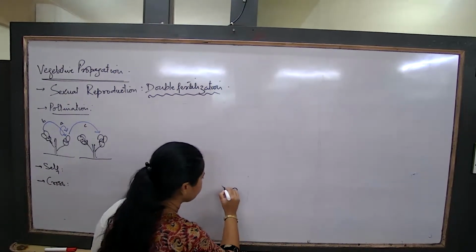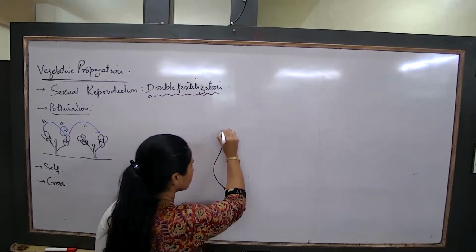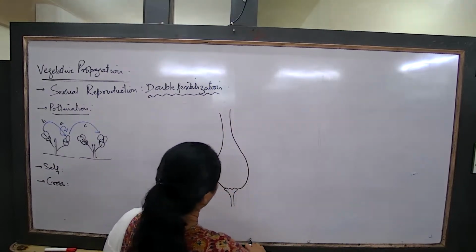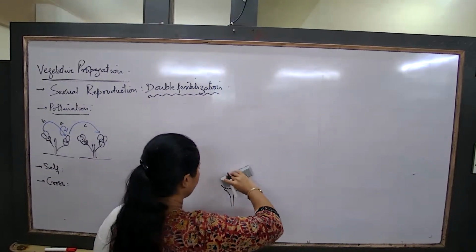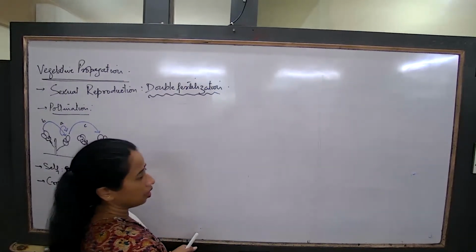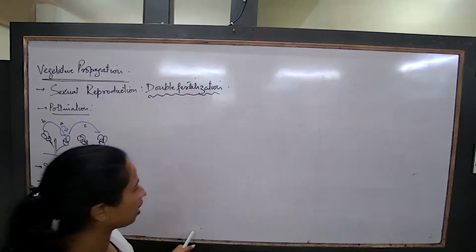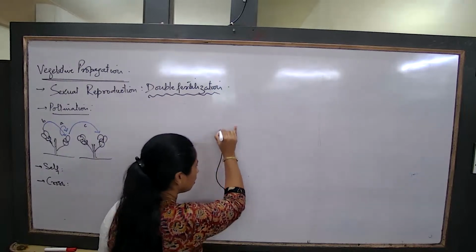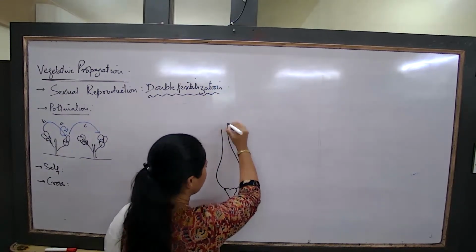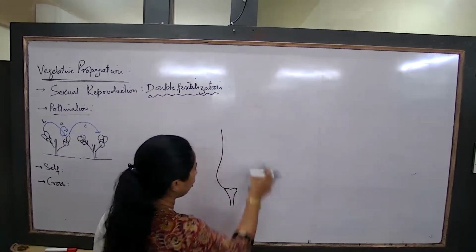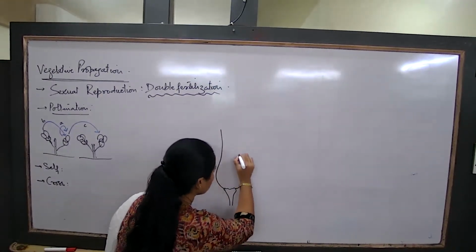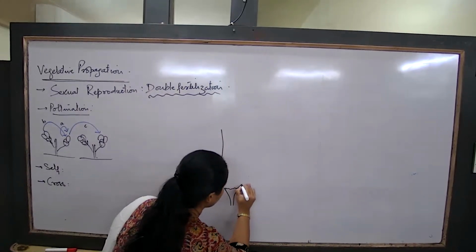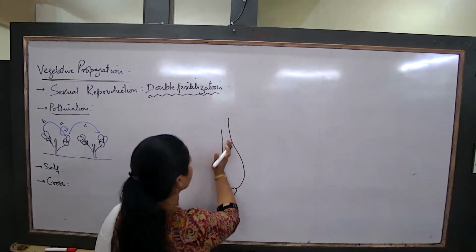Under cross, you will write transfer of the pollen grain from the anther of one flower to the stigma of another flower of another plant is known as cross-pollination.